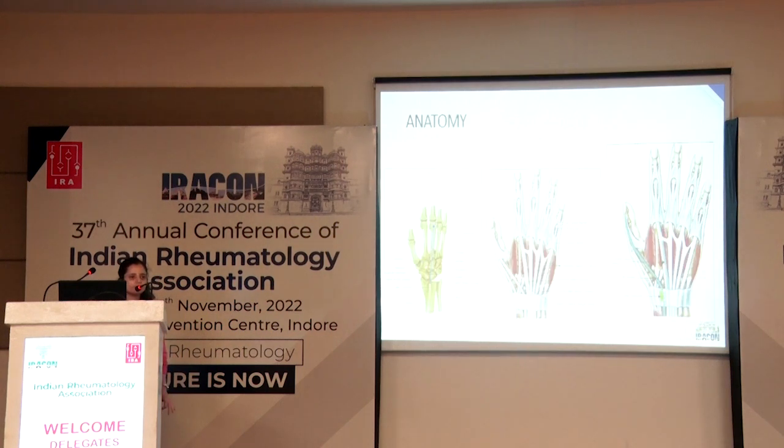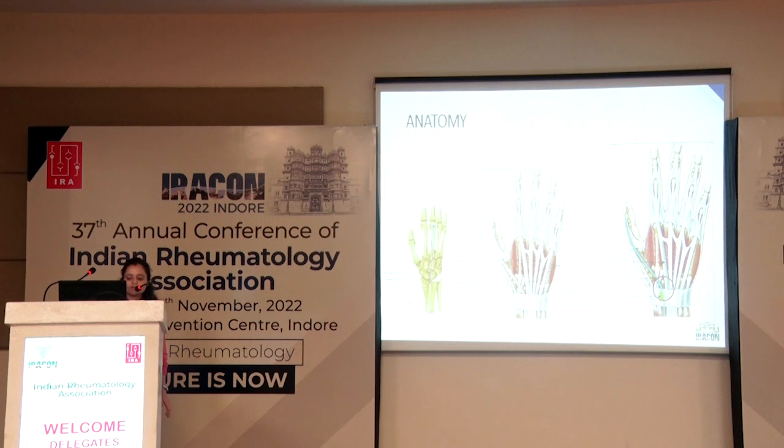So first, a brief anatomy for the wrist joint. We only need to know three things here. First, we need to know the radial styloid process. We need to know the ulnar styloid process and Lister's tubercle. Lister's tubercle is a very prominent bony landmark if we want to inject the wrist, which is the main joint of the wrist, the radiocarpal joint.